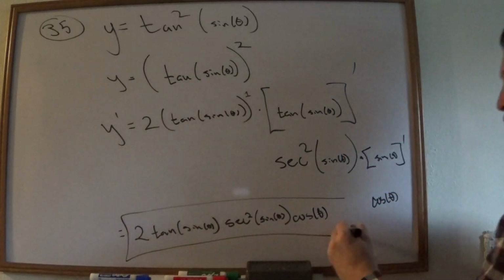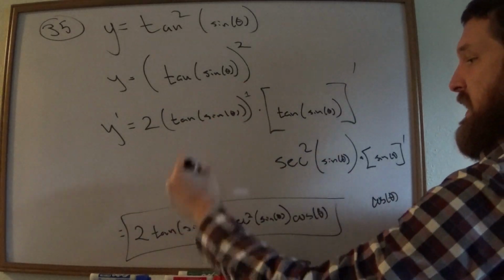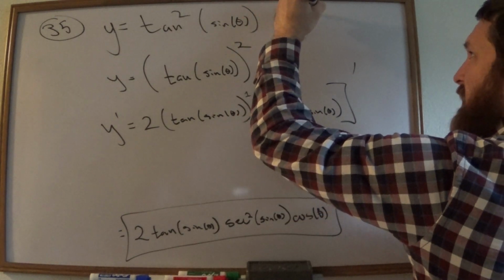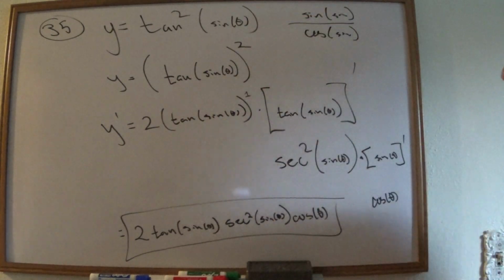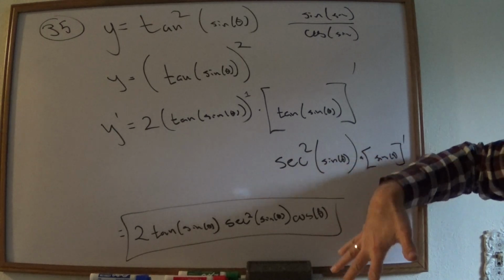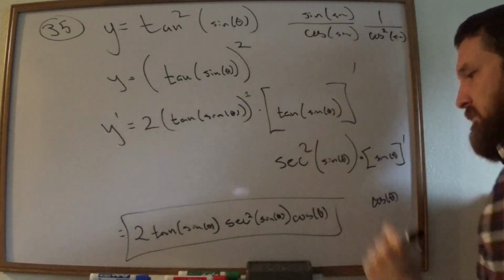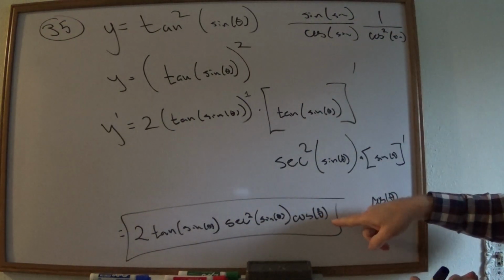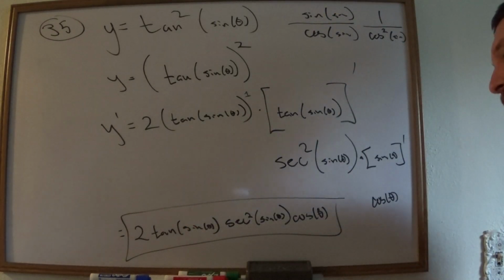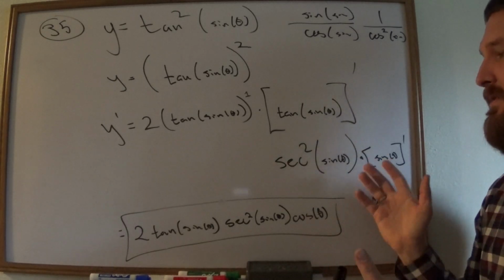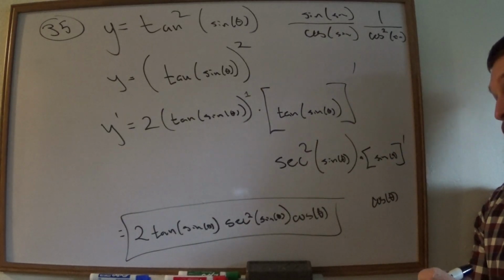And I don't think anything cancels. I think a bunch of stuff cancels, but that's fine for a quiz. Actually no, because tan of sine would be sine over cosine of sine. So nothing cancels. And then the secant squared turns out to be 1 over cosine squared. So we have cosine squared of sine theta. Again, why waste your time on a quiz? This is perfectly good. So you're good to go.